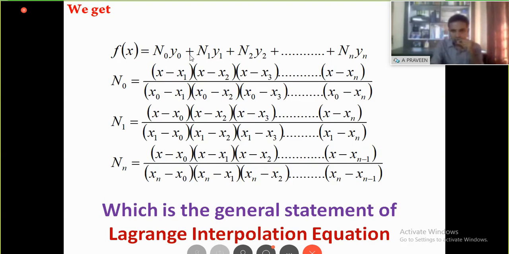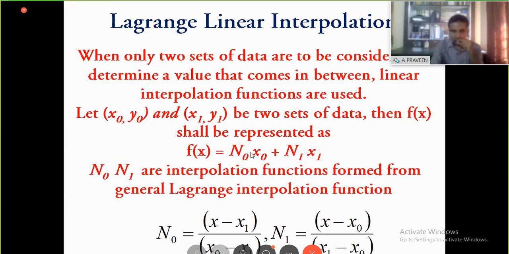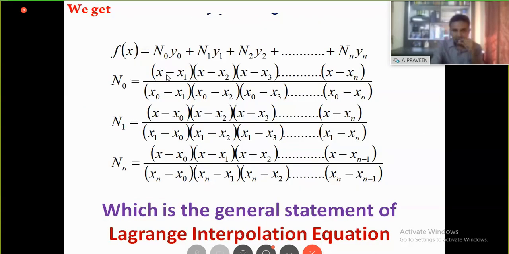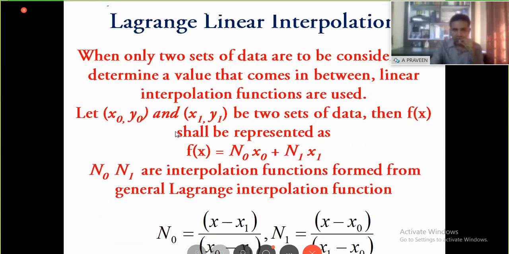Now you see you have 2 data points here, so you have N0 x0 and N1 x1. From the interpolation function, your N0 is x minus x1 over x0 minus x1. N1 is x minus x0 over x1 minus x0. This is the first term for the interpolating data sets. This is what we call the linear interpolation function.